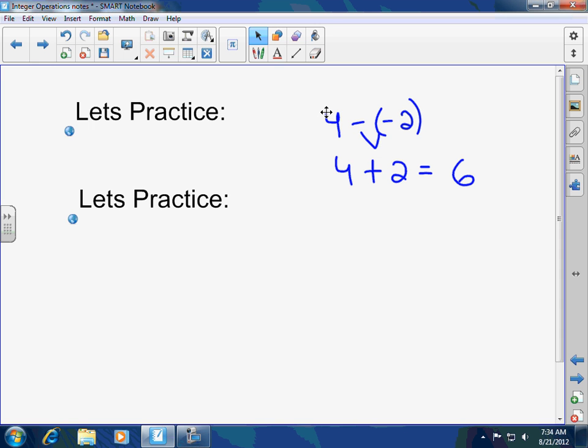For division, a negative divided by a negative is a positive. A negative divided by a positive is a negative. And a positive divided by a positive is a positive.